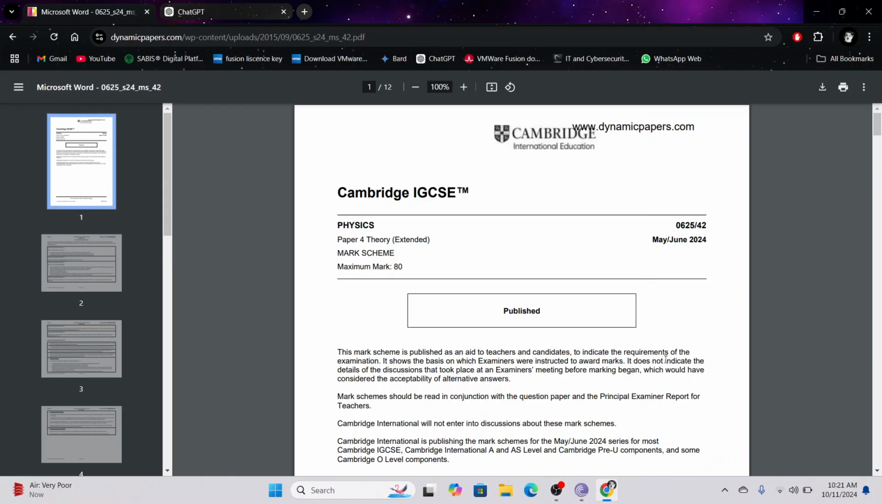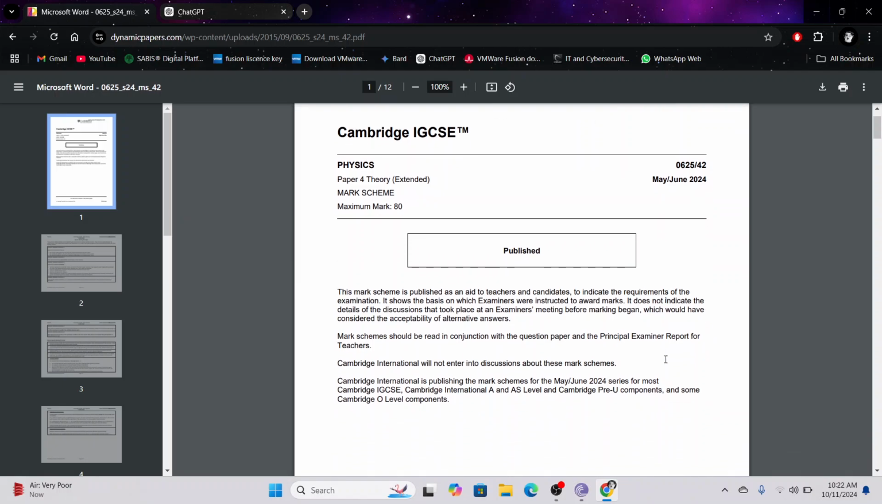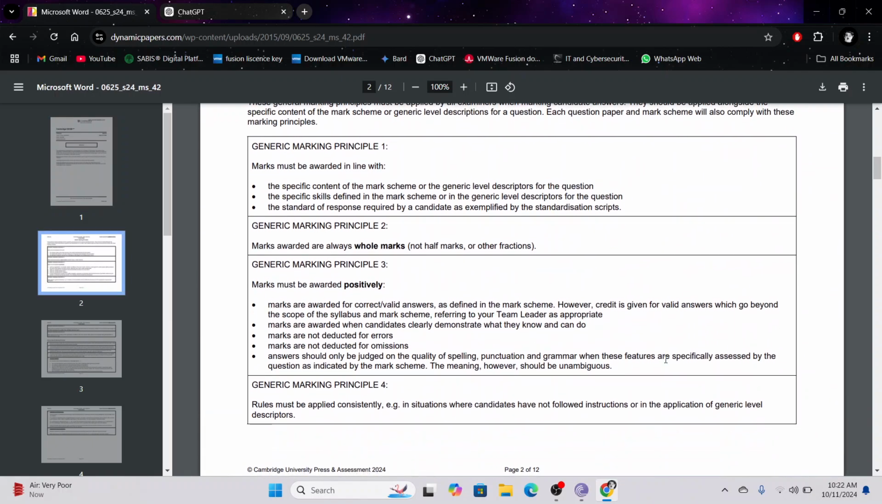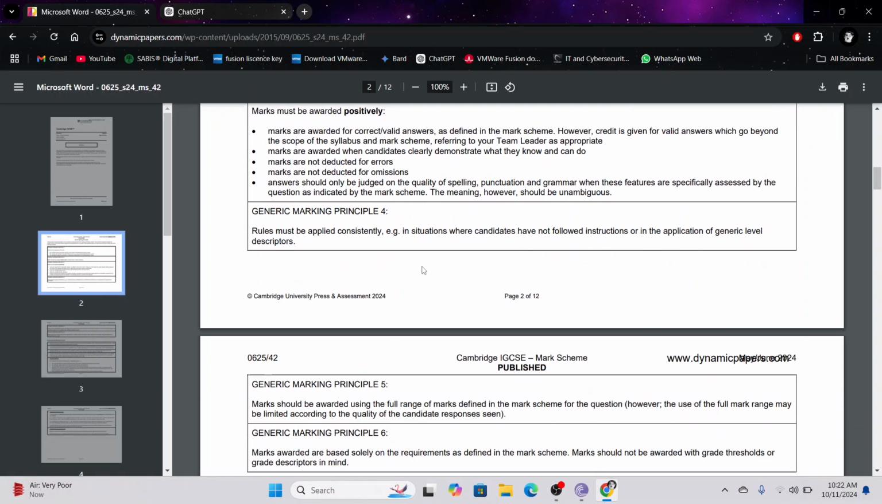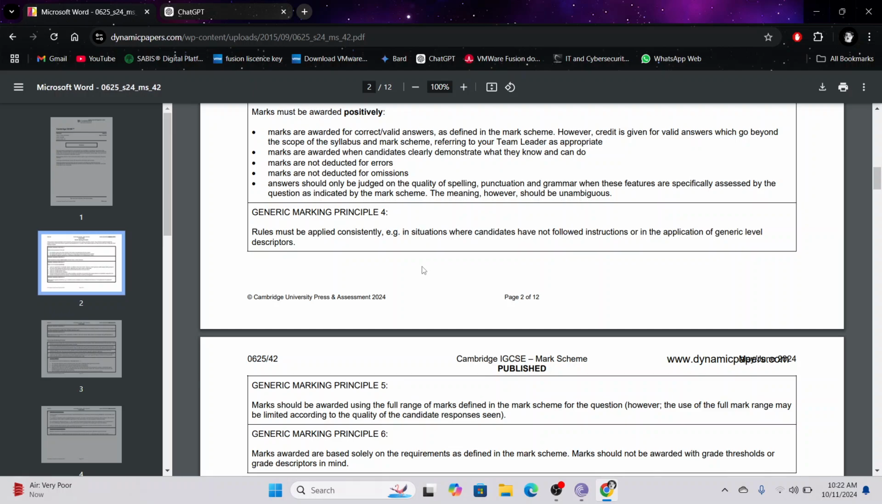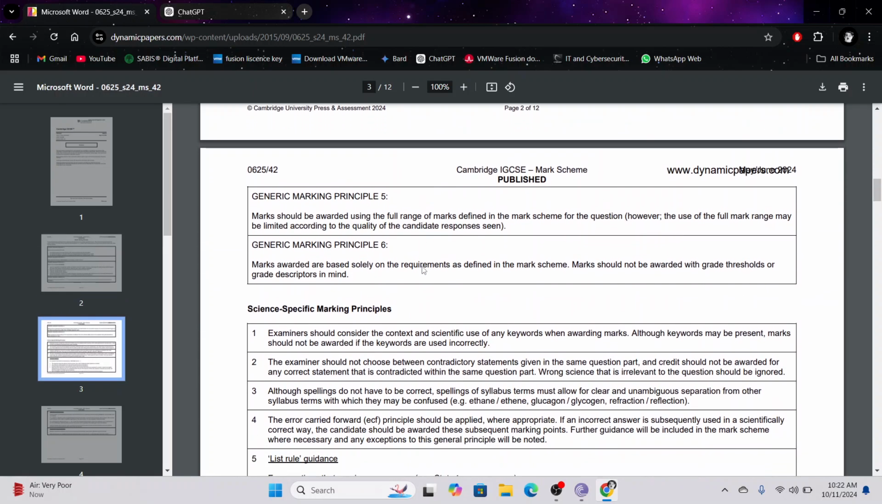Okay, so everyone, many of you have asked me to explain the marking scheme for physics because apparently it's not clear enough. First I'll start with the general marking principles. You can read them yourselves. It's common sense. You don't even really need to read them. It just says the way you mark has to align with the way the marking scheme wants it. Not align exactly, but it has to be similar, and you have to be consistent with your marking. You can't deviate.